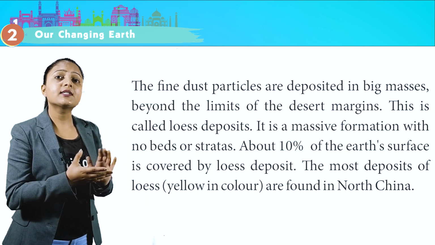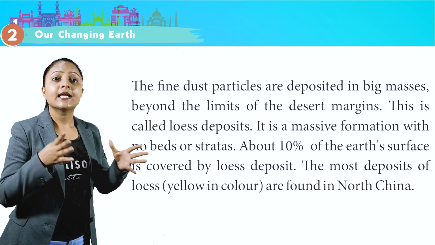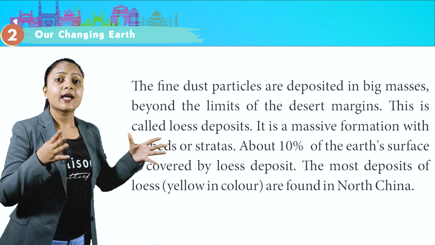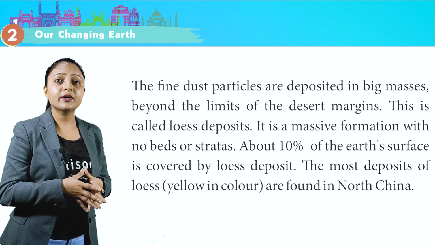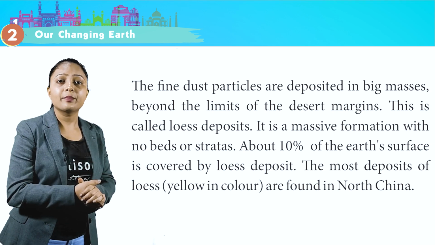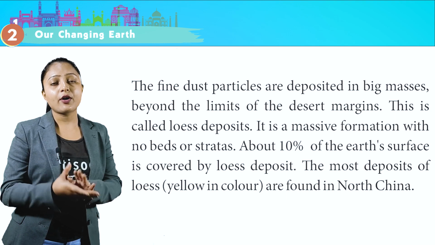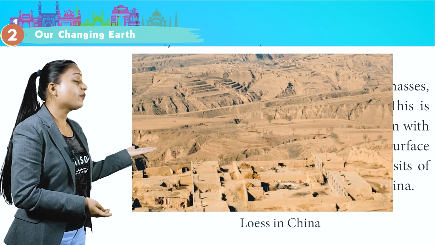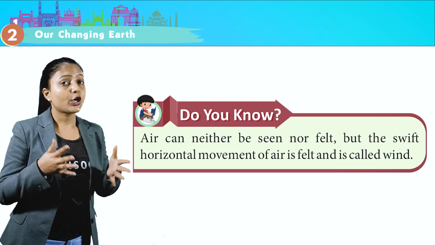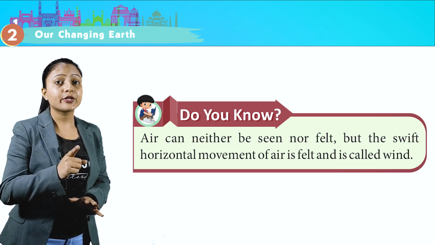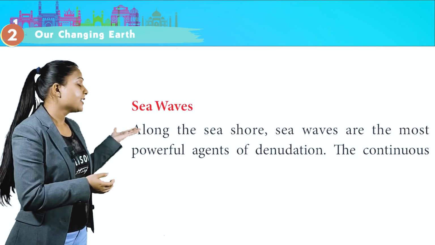The fine dust particles are deposited in big masses beyond the limits of the desert margins. This is called loess deposits. It is a massive formation with no beds or strata. About 10% of the Earth's surface is covered by loess deposit. The most deposits of loess, yellow in color, are found in North China. This is the image of loess in China. Do you know, air can neither be seen nor felt, but the swift horizontal movement of air is felt and is called wind.